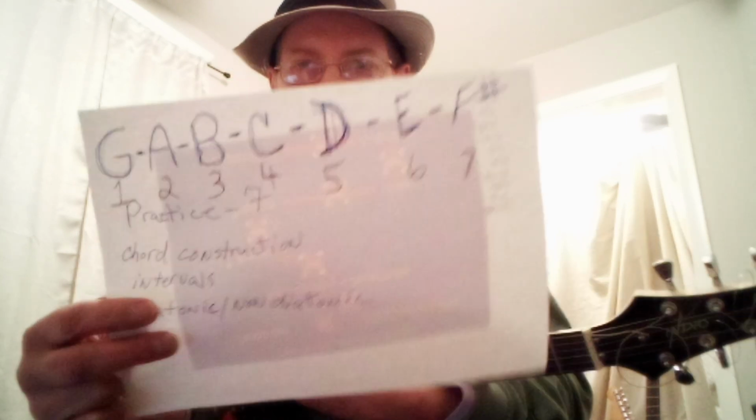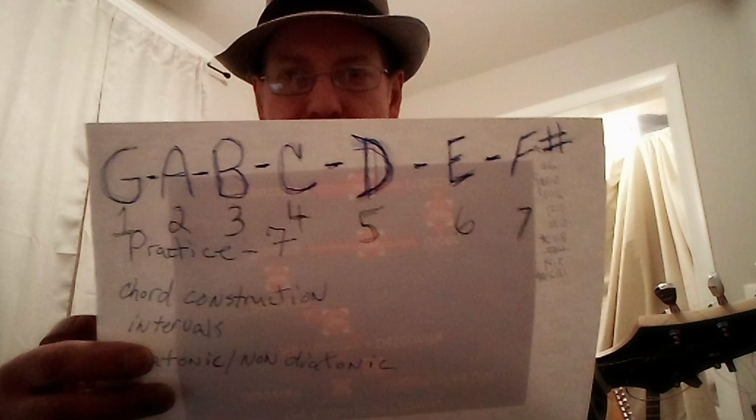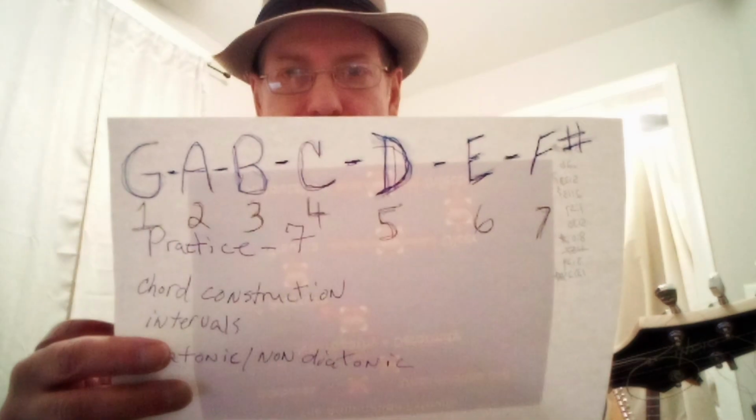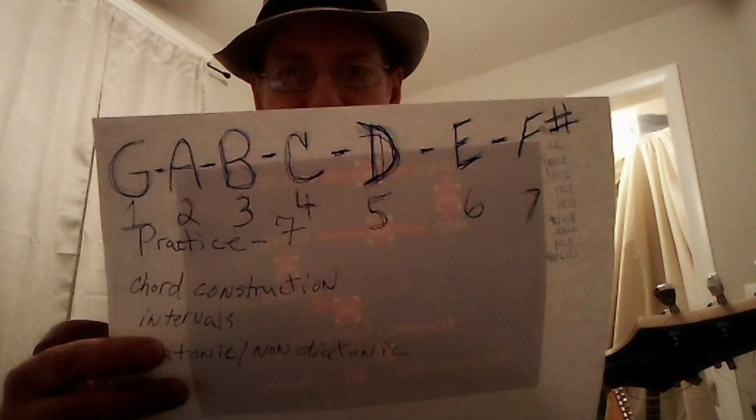Right now, I'd like to show you the letters of the G major scale. You have G, A, B, C, D, E, F sharp. One sharp in this scale. I hope you can see that all right.